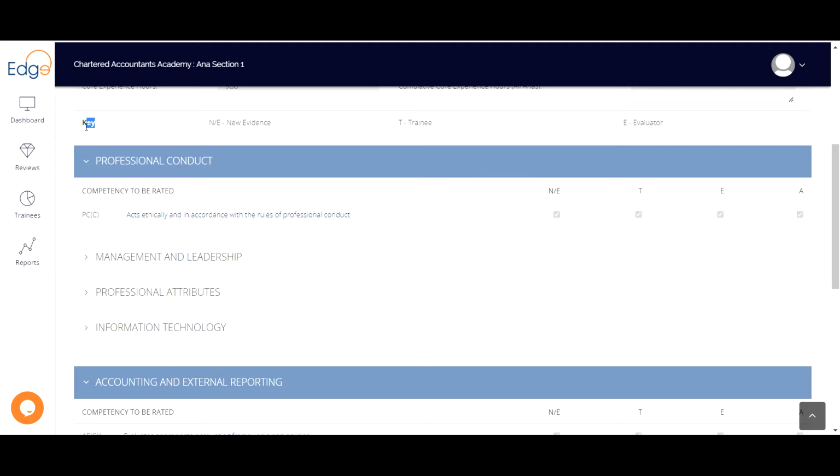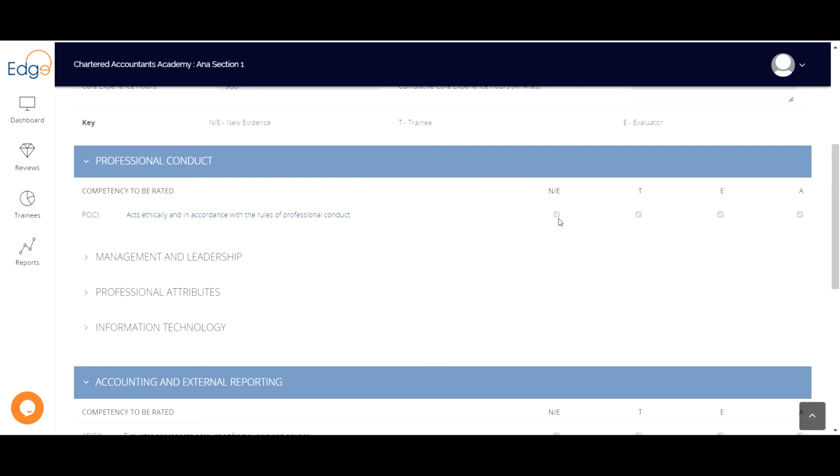So let's go through the key first, right? NE shows new evidence. That is to say, the trainee submitted evidence under that specific competency. T is for trainee, E is for evaluator, right? The first competencies are the professional conduct competencies, and the first one is professional conduct. Under new evidence, there's a tick, meaning there's evidence which was submitted by the trainee.